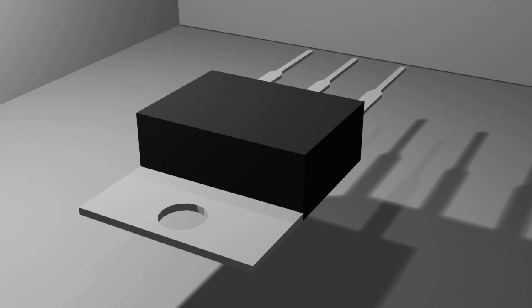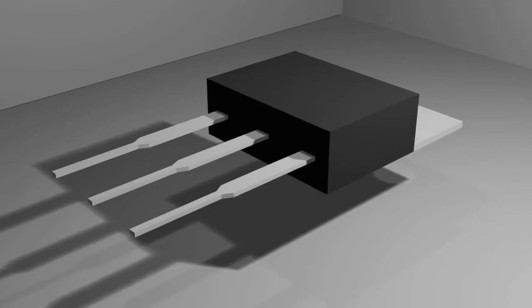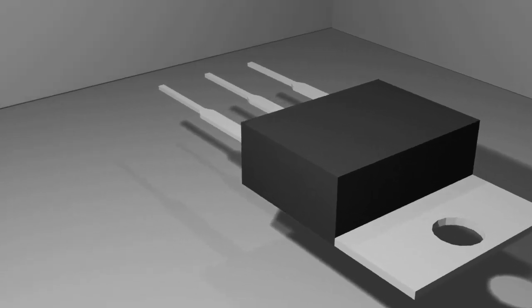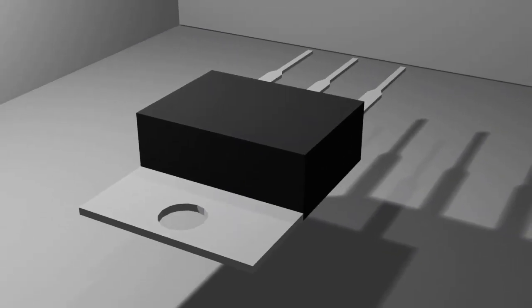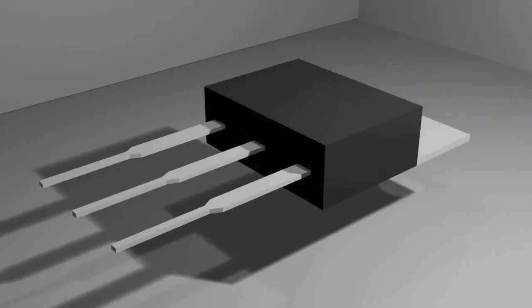4. Switching. A transistor can act as an electronic switch. When a sufficient voltage is applied to the base, it allows current to flow between the collector and emitter. On state. When the base voltage is absent or below the threshold, it stops the current flow. Off state.